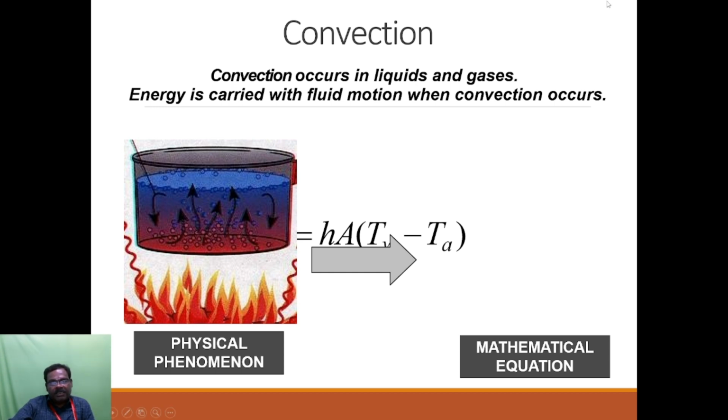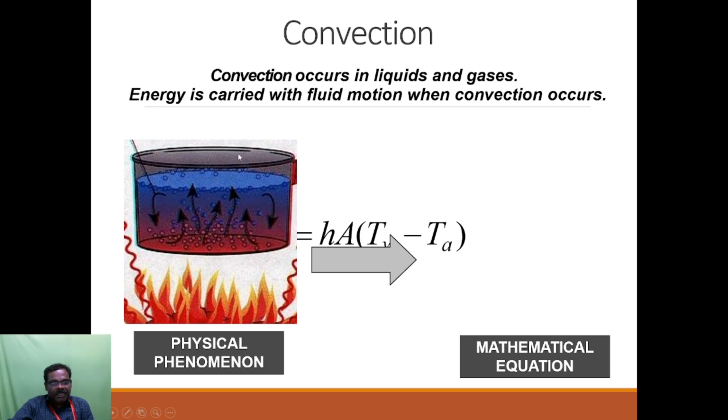Convection occurs in liquids and gases. Energy transfer between the surface and fluid is called convection. Are you clear? Energy transfer between the surface and the surrounding fluid, or the fluid surrounding the surface, is called convection.